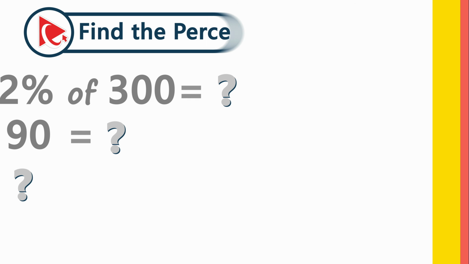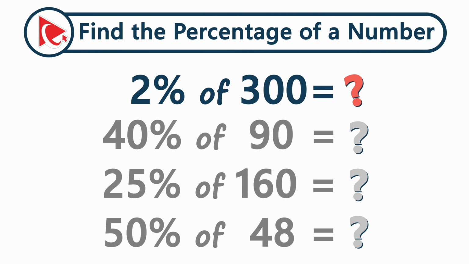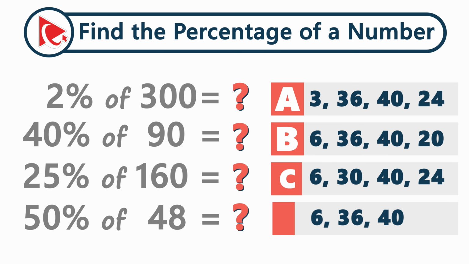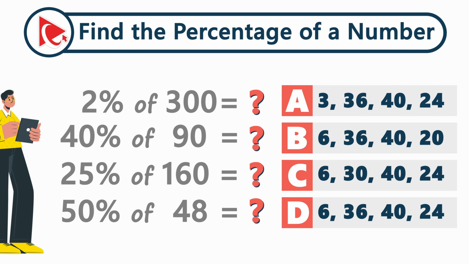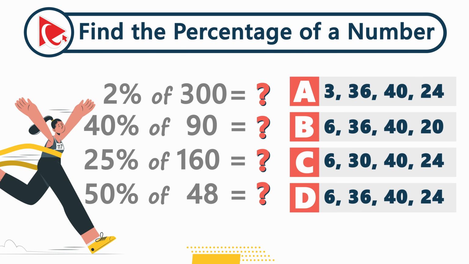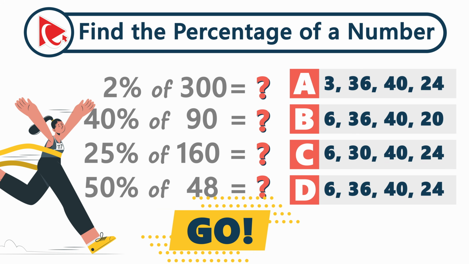You need to find the percentage of the number. What is 2% of 300? What is 40% of 90? What is 25% of 160? And 50% of 48? Your choices for the answer are choices A, B, C, and D. Make sure you carefully review the question just like you would in a real test, and lock in your answer before time runs out. Once you're done, I'll join you on the other side and we'll go over the solution together. Remember, we're running the marathon. Ready, set, go.